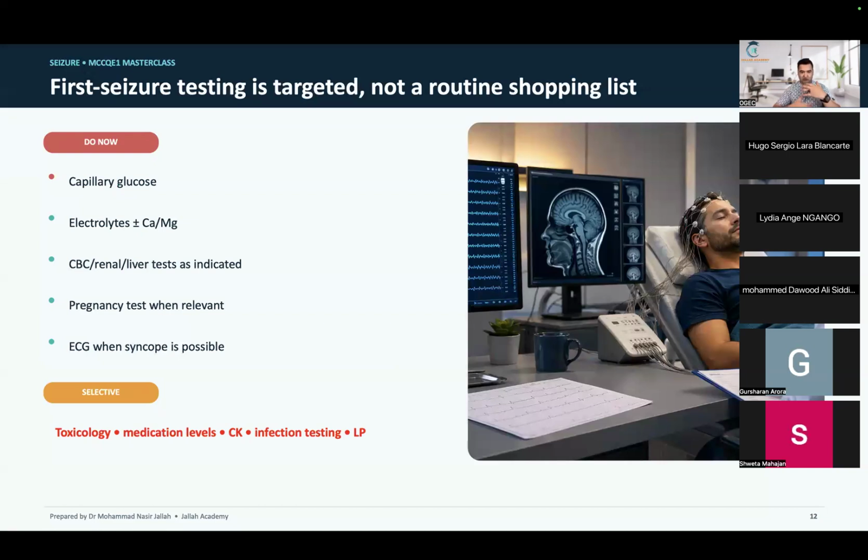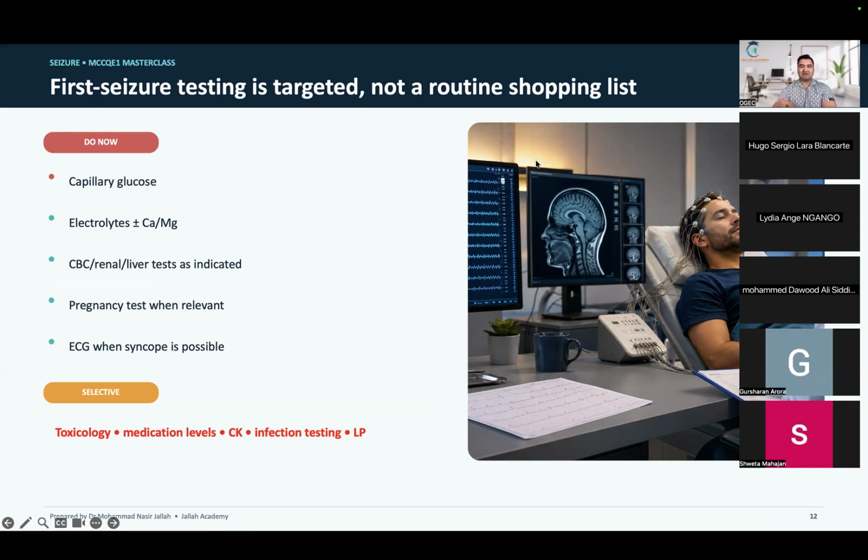No, if you notice that the patient is progressively getting worse instead of getting better, because every hour that passes the patient should improve, and every hour the patient is getting worse and worse, and you suspect the patient did not have this before, always escalate. First seizure testing is targeted, not a routine shopping list.